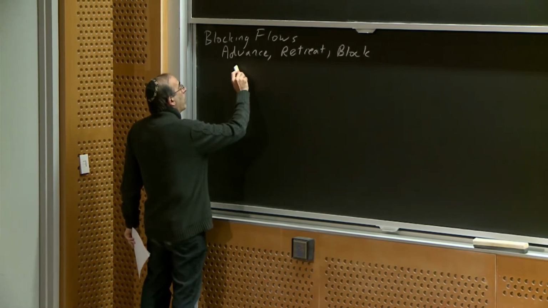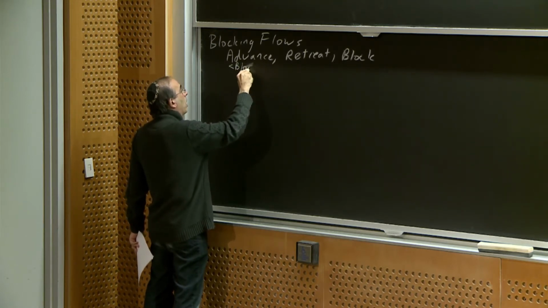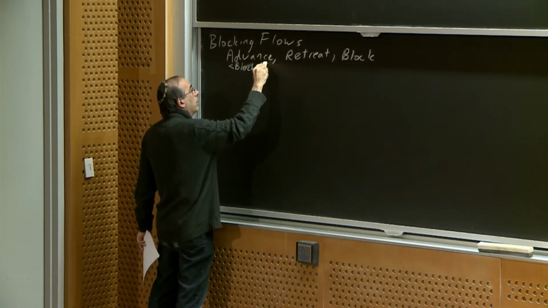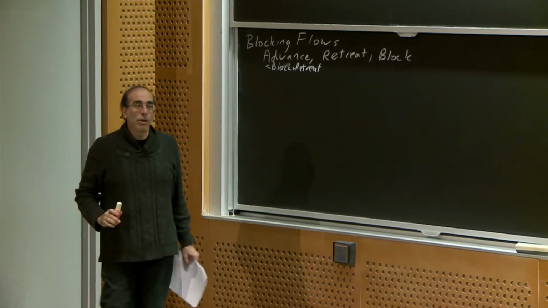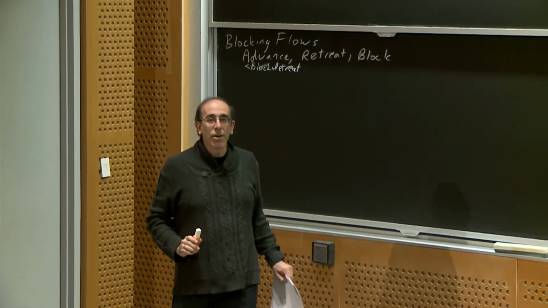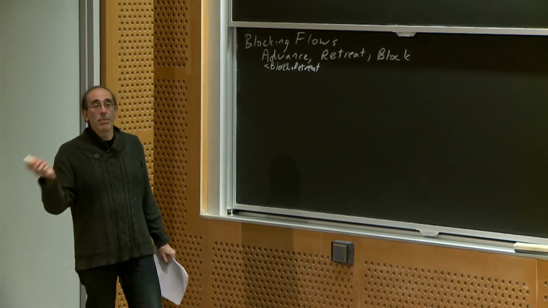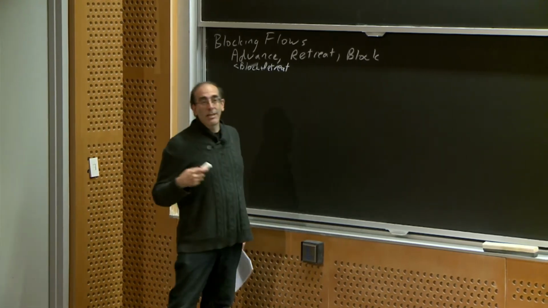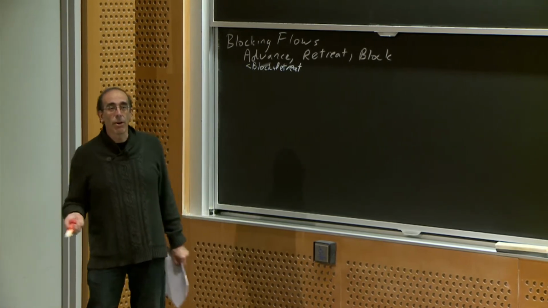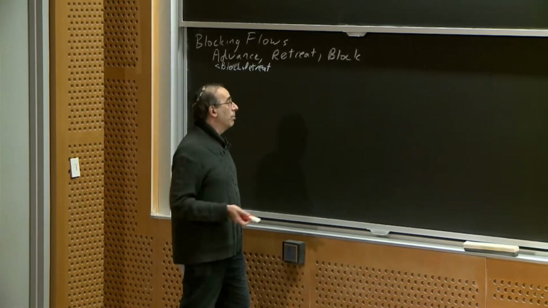We argued that the advance work is smaller than the block plus retreat work, because every time you advance along an edge, you've essentially committed to either retreating along that edge or sending some kind of flow through that edge. So in order to analyze the time that it takes to compute a blocking flow, all you have to do is analyze the retreat work and the block work.